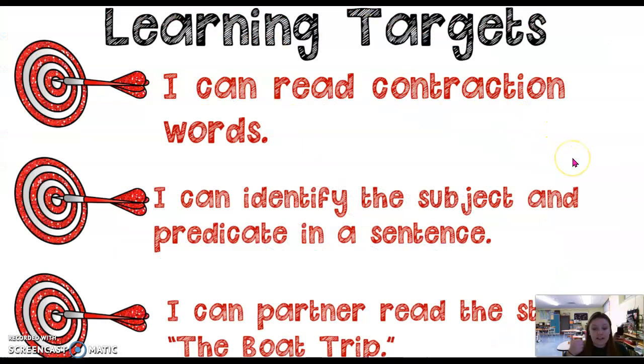Learning targets. We practiced reading contraction words. Yes, we did. We identified subject and predicates inside sentences. Yes, we did. And we read the story called The Boat Trip. On your Google form today, you're going to practice both contractions and you're going to reread The Boat Trip and answer some comprehension questions about it. Other than that, you are all set for lesson number 9. You did a great job, and we will see you for our next lesson.